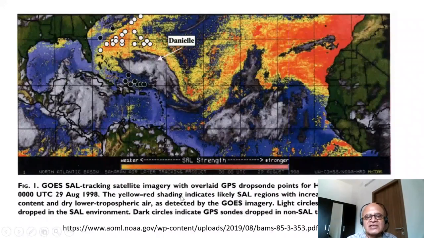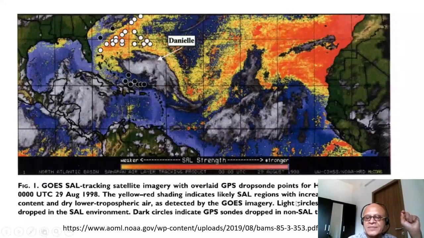Here is an example of Danielle. So GOES SAL tracking satellite imagery with overlaid GPS dropsonde points for Hurricane Danielle on a certain time in August 1998. The yellow-red shading indicates likely SAL regions. So algorithms are used to derive these. That's why we call them likely, with increasing amounts of dust content and dry lower tropospheric air. So that's another thing we should remember, that when this Saharan air layer gets formed, it's very dry. It's not only dusty, but it's also very dry because it's desert air that's being entrained into the lower part of the atmospheric flow coming out onto the ocean.